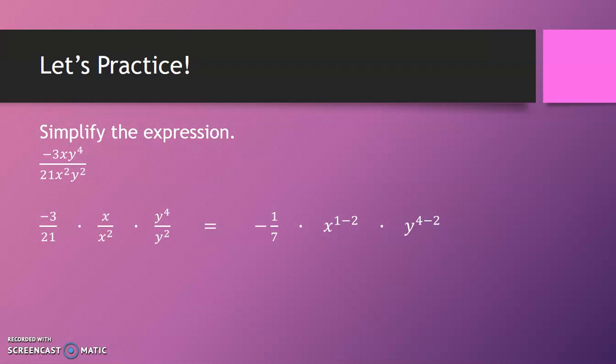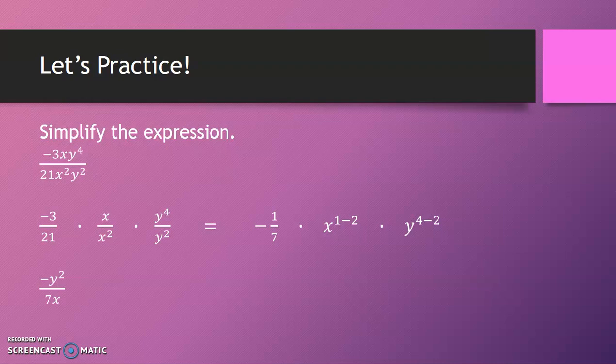Now for my letters, I have to subtract my exponents. So the top x has an exponent of 1, so you're going to do 1 minus 2. And for the y's, you're going to do 4 minus 2. Now one thing to remember with our rules is that when you subtract, you always want to have a positive exponent. So for the x quantity, when I do 1 minus 2, that's going to be negative 1. So I'm going to have to drop my x to the bottom of my fraction in order to make that exponent become positive. So this answer is going to be negative y squared all over 7x.